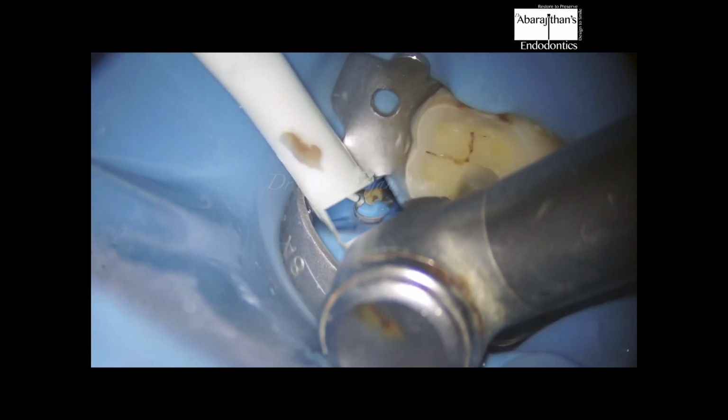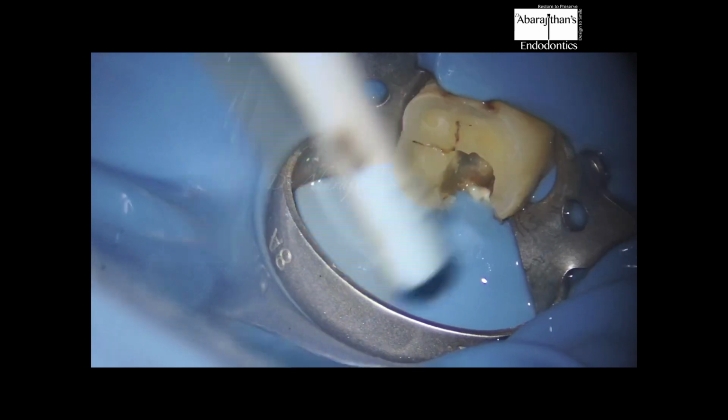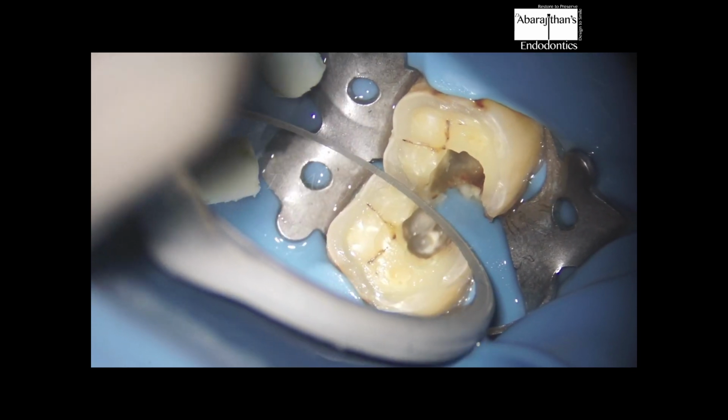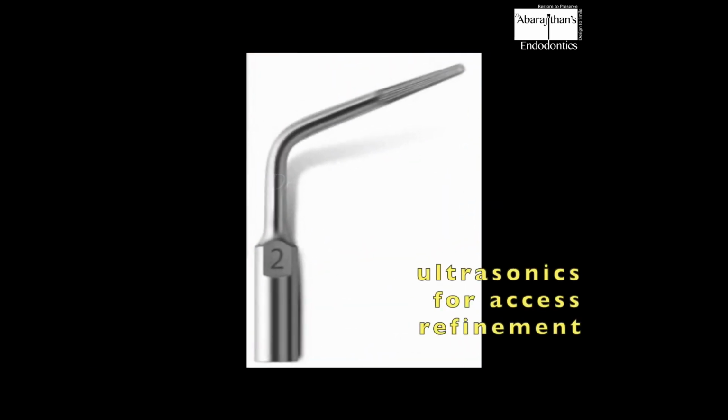So I only do a tentative access with burrs and a high speed air rotor handpiece. And once we achieve a preliminary shape of my axis cavity, then we do the final refinement with ultrasonics.